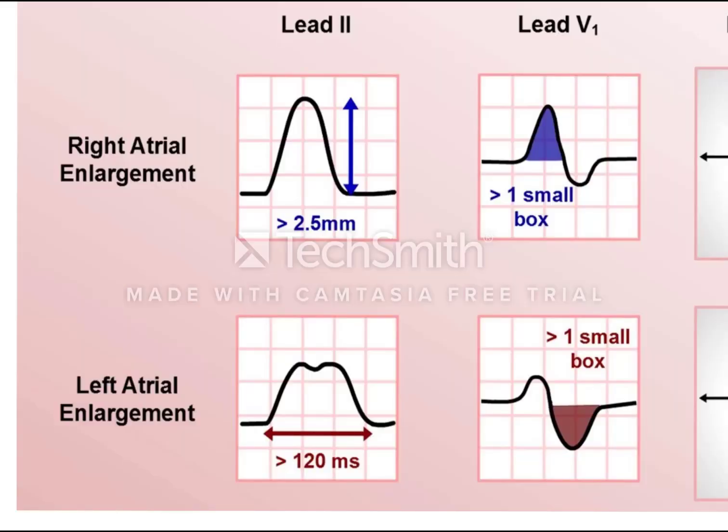Next, we're going to look at atrial enlargement or hypertrophy. You're going to look at lead 2 and V1. So for right atrial enlargement, you're going to see if the P wave is bigger than 2.5 millimeters, or in V1, if it's greater than one small box that can fit under the upward deflection in V1 before the downward deflection here. For left atrial enlargement, the width of it should be greater than 120 milliseconds, or greater than one small box in the downward deflection here.